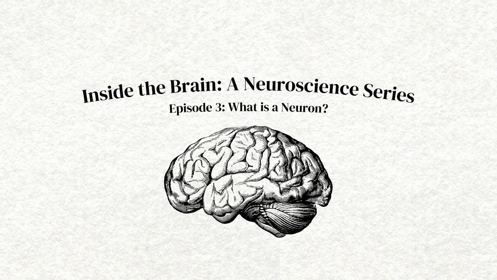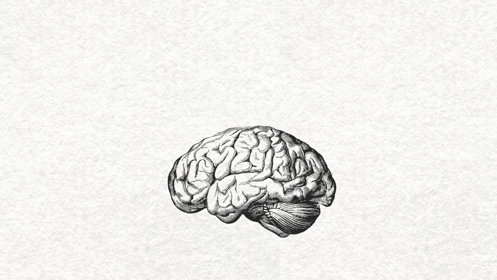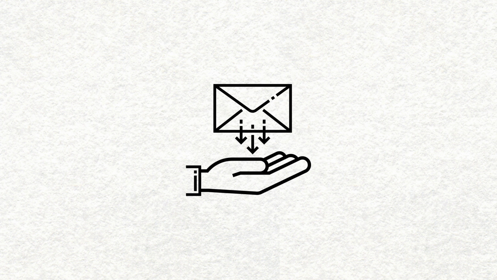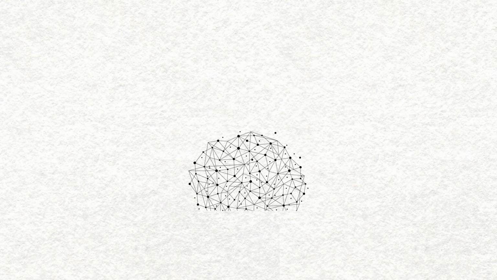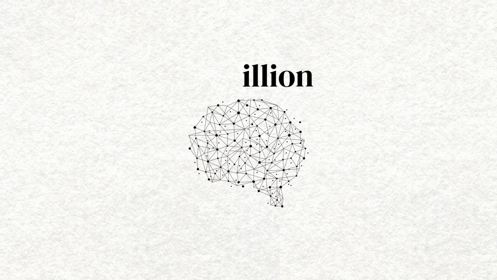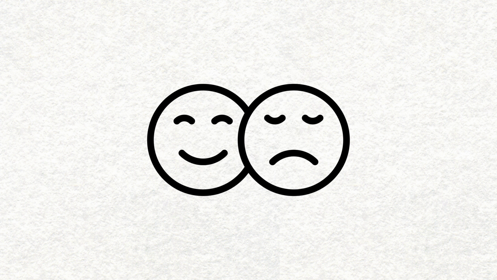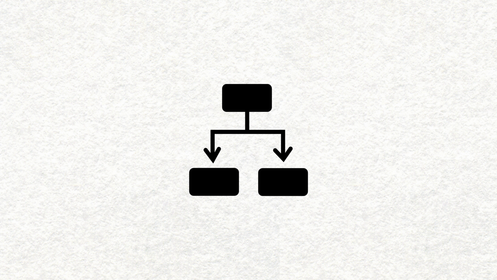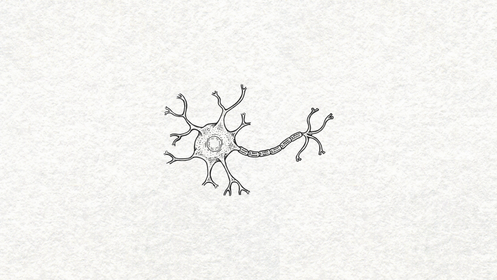In our last video, we broke down the nervous system, but now we're zooming all the way into the neuron, the basic building block of your brain and nervous system. A neuron is a specialized cell that sends and receives information using electrical and chemical signals. Your brain contains about 86 billion neurons, and together they form complex networks that control every thought, emotion, movement, and sensation. Let's break down the main parts of a typical neuron.